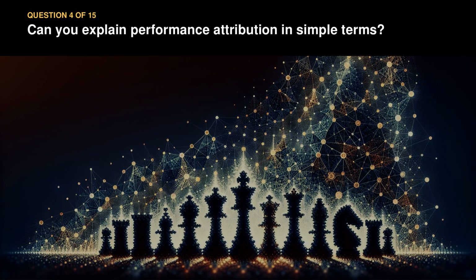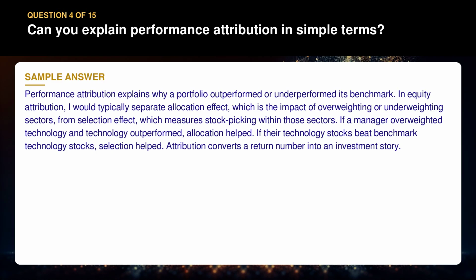Question 4. Can you explain performance attribution in simple terms? Performance attribution explains why a portfolio outperformed or underperformed its benchmark. In equity attribution, I would typically separate allocation effect, which is the impact of overweighting or underweighting sectors, from selection effect, which measures stock picking within those sectors.